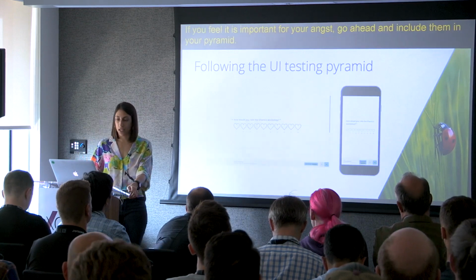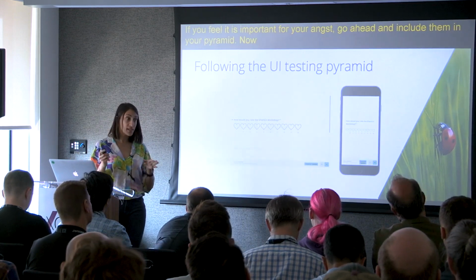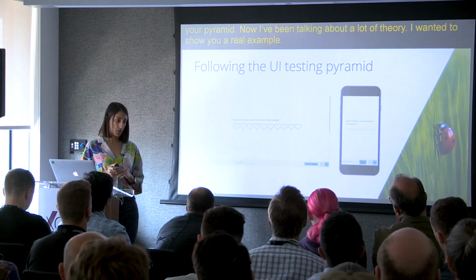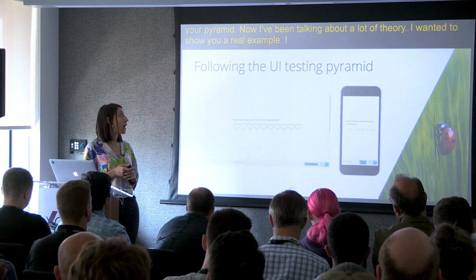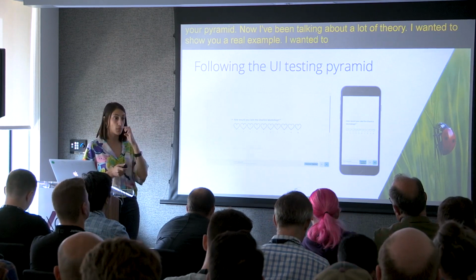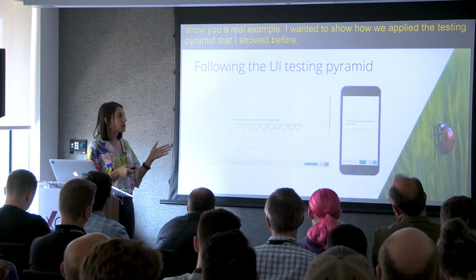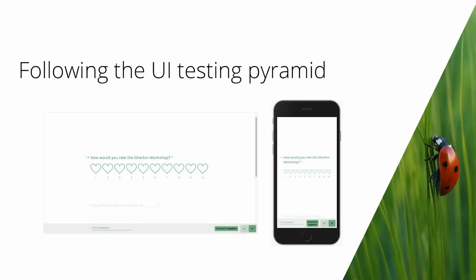So until now, I've been talking about a lot of theory. I wanted to show you a real example. I wanted to show how we applied the testing pyramid that I showed before to the project that I was working on before. So my project was a form builder. And here what you can see is the part that my team was in charge of testing, which was filling that form and submitting the results. And as you can see, this application was responsive. It also had to look well in mobile.